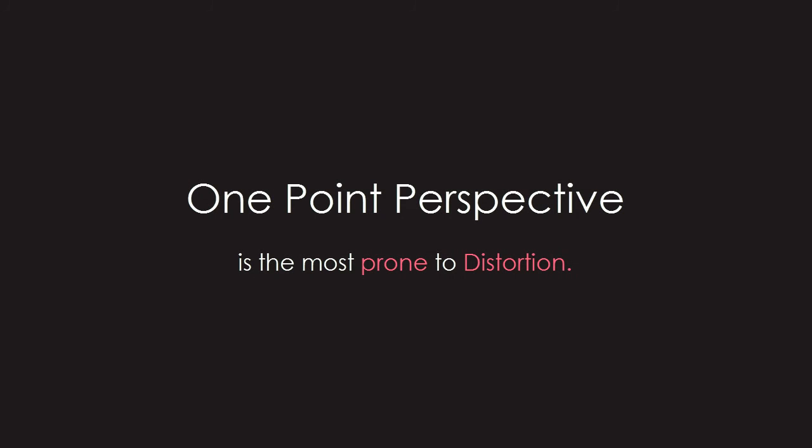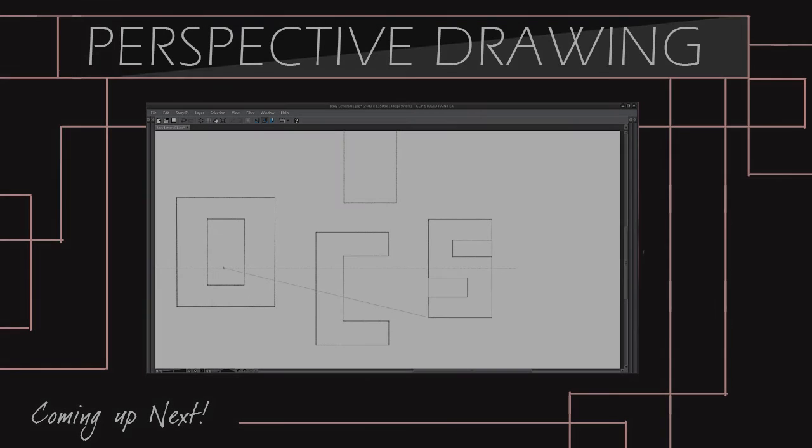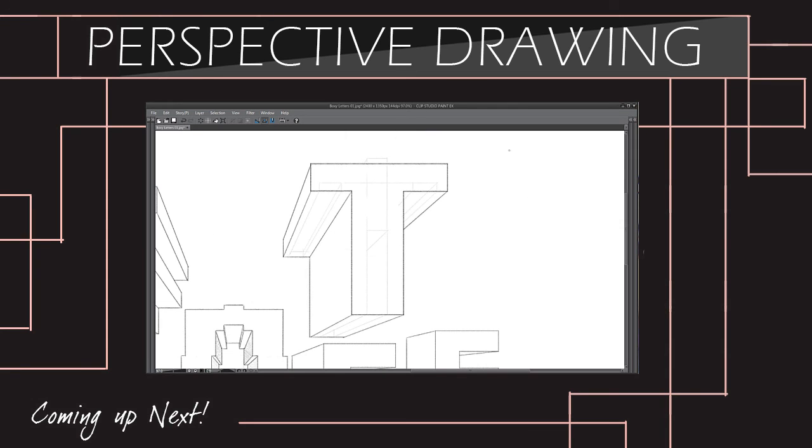In any case, one-point perspective is the most prone to distortion, so don't worry too much about defining your safe zones. Just try to keep the important parts of the drawing as close to the vanishing point as possible, and you will do great. Coming up next. In the next video, we will see how by following the same principle, we can draw more complicated boxy shapes, such as letters. See you then!